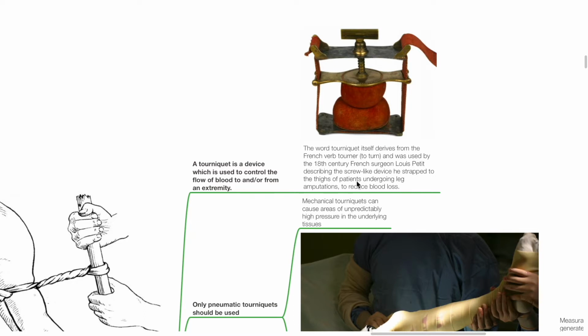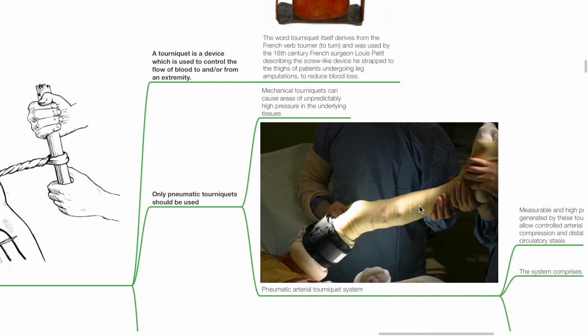extremity. The word tourniquet itself derives from the French verb tourner, to turn, and was used by the 18th century French surgeon Louis Petit, describing the screw-like device he strapped to the thighs of patients undergoing leg amputations to reduce blood loss. Only pneumatic tourniquets should be used.